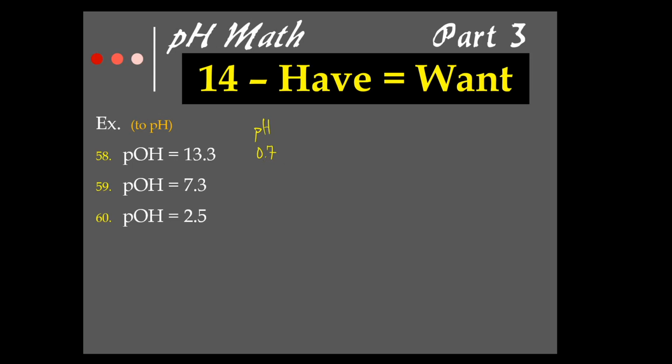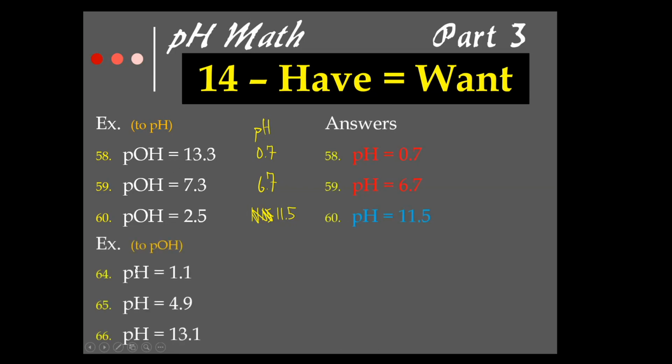And you just keep going. Okay, this one is 7.3. Oh my lord, it's going to be a pH of 6.7. 2.5 is a pH of 11.5. So that's it. It's 14 minus what you have equals what you want. And it works the other way too. If I've got pOH, it's the same thing. 14 minus what I have equals what I want. So 1.1 will give me a total of 12.9.